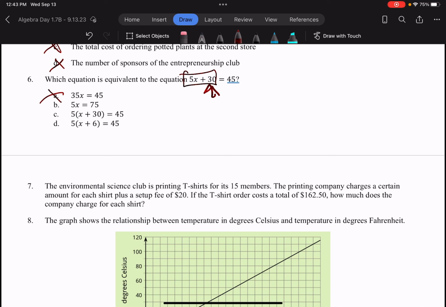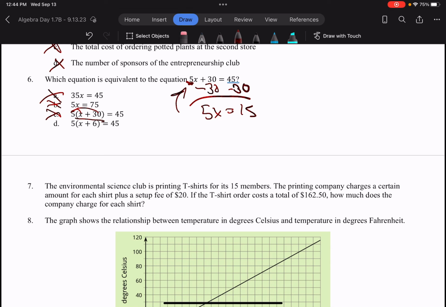B says 5x equals 75. That would be if I added 30 to both sides. But if I add 30 here, I would still have 30 on this side and have a plus 60. The appropriate move is to subtract 30, which would give us 5x equals 15. And so we know that this one does not work. Letter C is factoring out that 5 and saying, well, if we were to distribute 5 through here, we'd get 5x plus 150 equals 45. That's not the same as 5x plus 30, so that cannot be true.